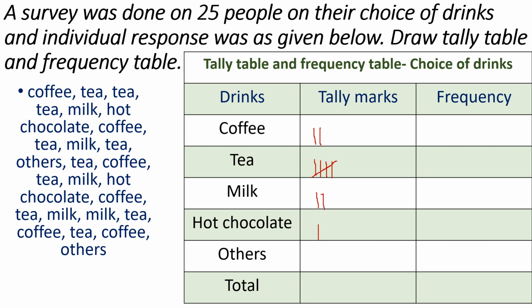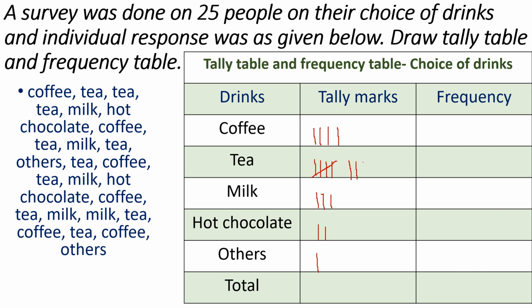Then after tea, others. It means we will draw one tally mark in front of others. Then again tea, it means one more tally mark in front of tea after giving some space. Then coffee, then it means again one tally mark. Then tea, it means one more tally mark. Then milk, it means again one more tally mark. Then hot chocolate, again one more tally mark. Then coffee, one more tally mark.